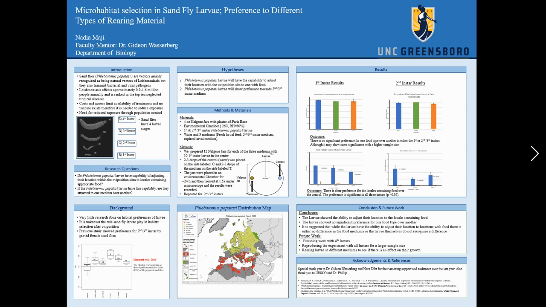For a quick introduction, sandflies, specifically Phlebotomus papatasi, are commonly known as being natural vectors of Leishmaniasis, but they also transmit bacterial and viral pathogens. Leishmaniasis still affects approximately 0.9 to 1.6 million people annually, and it is ranked among the top 10 neglected tropical diseases.